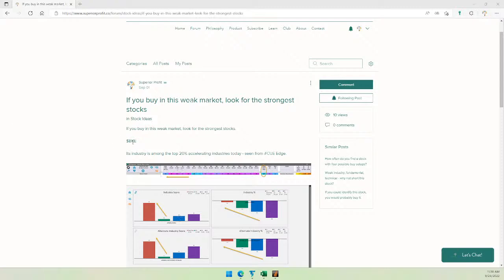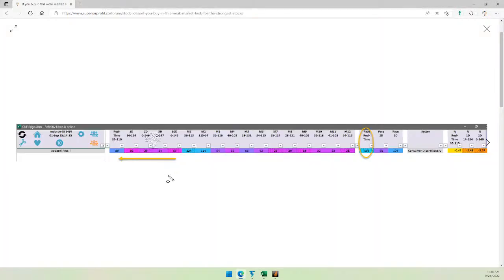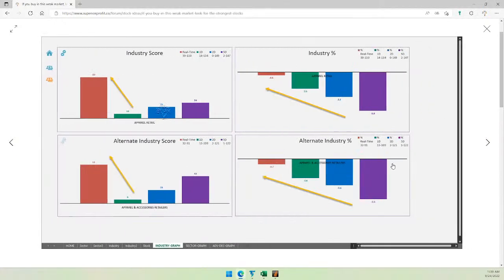Now interestingly, the last idea that I shared was BKE. And let's look at the analysis, why I shared it at that time. Again, 360 degrees analysis, looking at all angles. BKE's industry, apparel retail, on that day was one of the most accelerating industries. That allows us to buy in the industry. And another graphical form showed that the relative score jumped.